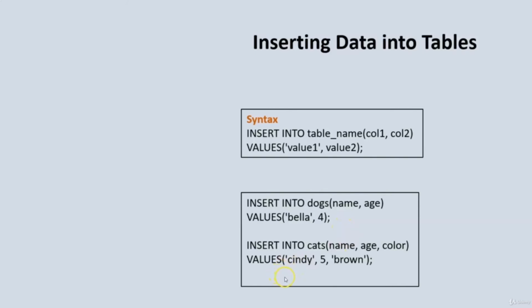To insert records into cats, we have insert into cats, we have the name, the age, and the color, all separated by commas, in parentheses. For the values we want to insert, we have Cindy, which is the name, Cindy's age is 5, and Cindy's color is brown. Let's switch over to SQL Server and write out this query.